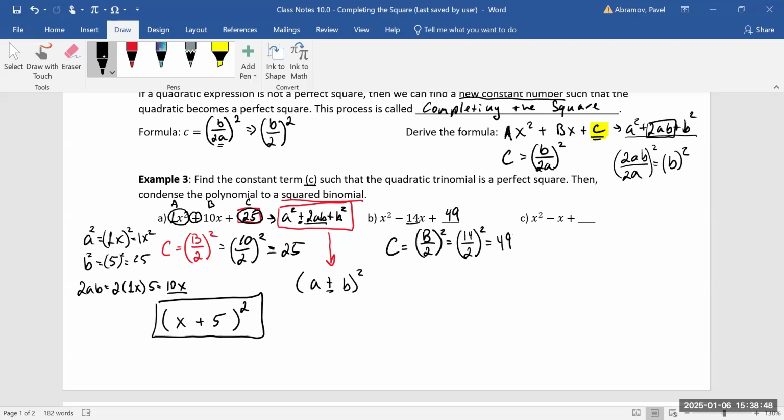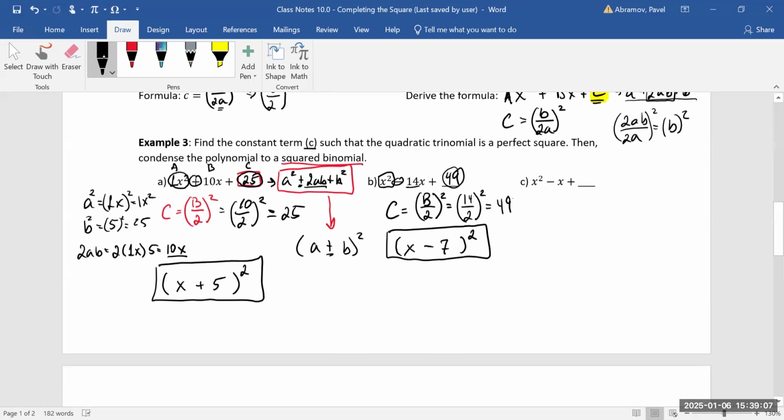And now we can condense this, and the condensed form is going to be some binomial squared. We take the square root of the first term, which is going to be x, whatever sign we have in the middle, which in this case is minus, and the square root of the last term, which is 7. And that is the condensed form.